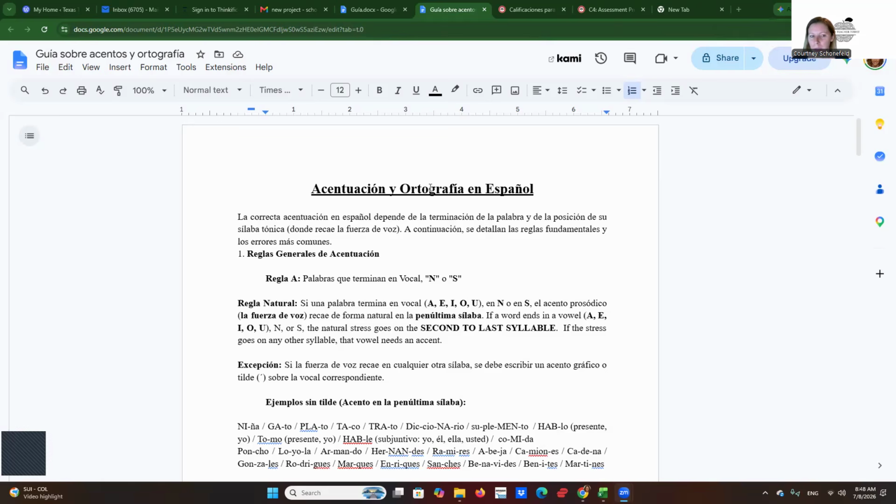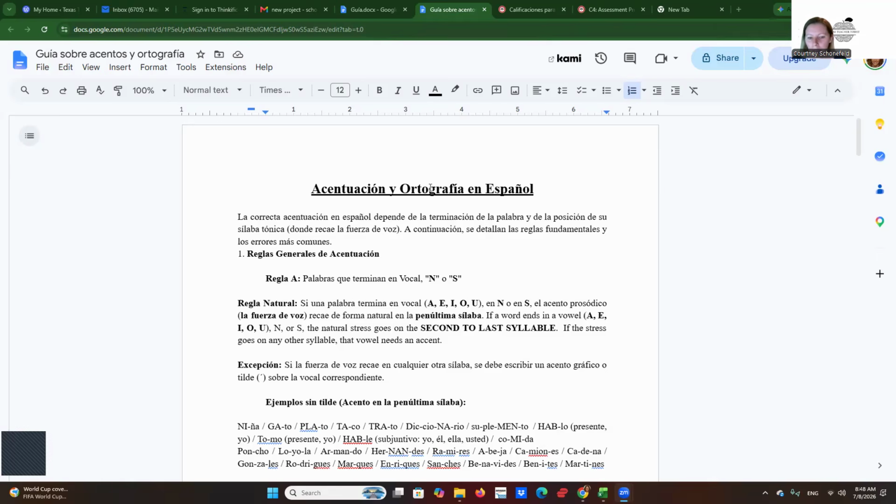So the first rule says, and I'll keep it simple in case you don't know a lot of Spanish, that if a word ends in a vowel, N or S, N is in Nancy, S is in Sam, it is supposed to be stressed on the second to last syllable. That's the sílaba tónica in Spanish, the syllable that gets the emphasis.